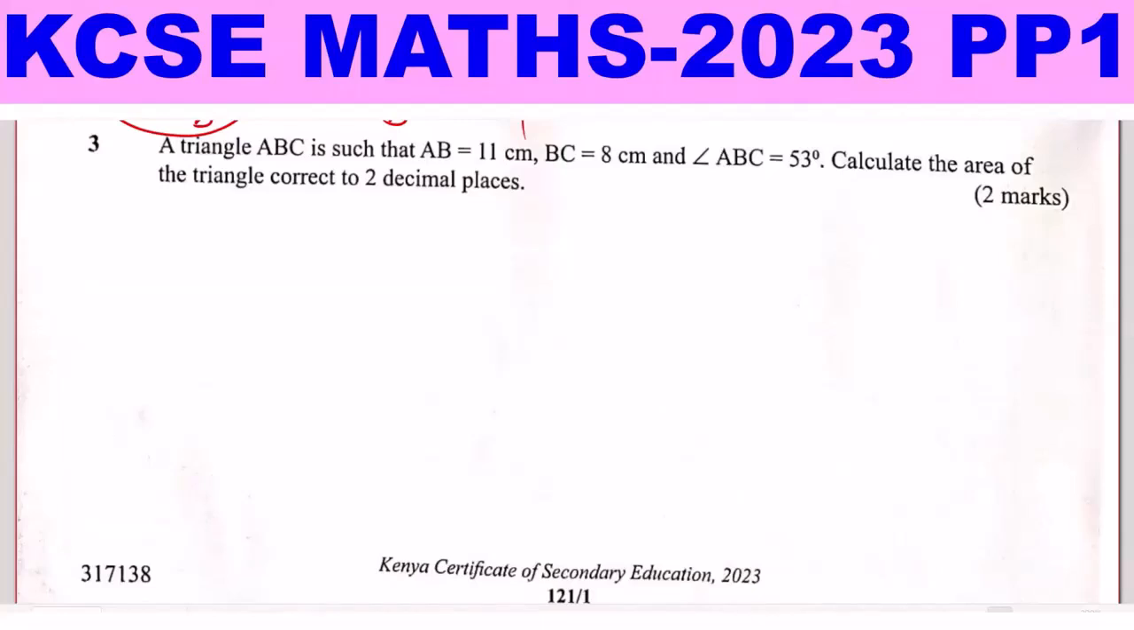Question number 3. A triangle ABC is such that AB is equal to 11 centimeters, BC is equal to 8 centimeters, and angle ABC is equal to 53 degrees. Calculate the area of the triangle, correct to 2 decimal places. Let me first sketch this triangle. So triangle ABC.